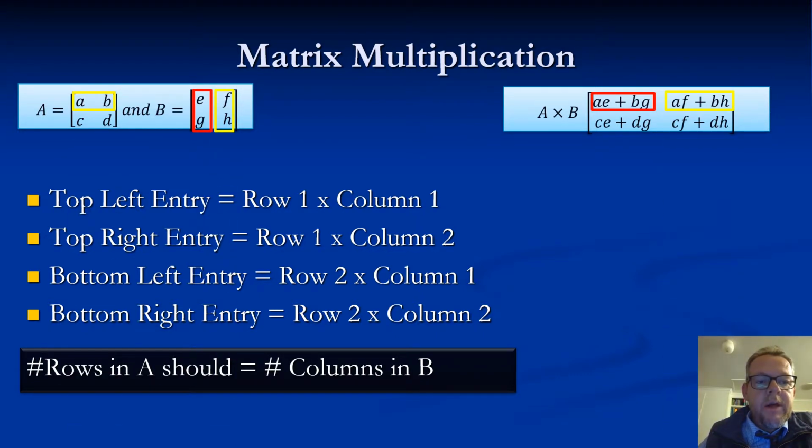So let's do the top right entry. It's going to be the first row multiplied by the second column, so it's AF plus BH. Now going down the bottom, we've got the bottom row times the first column, so it's CE plus D times G. And then finally, the second row and the second column get multiplied together, so we've got C times F plus D times H. And there we have our pattern.